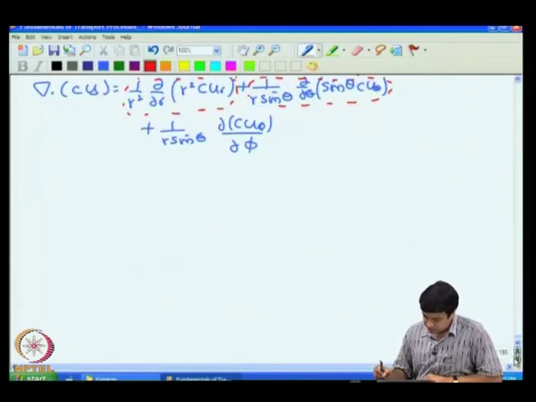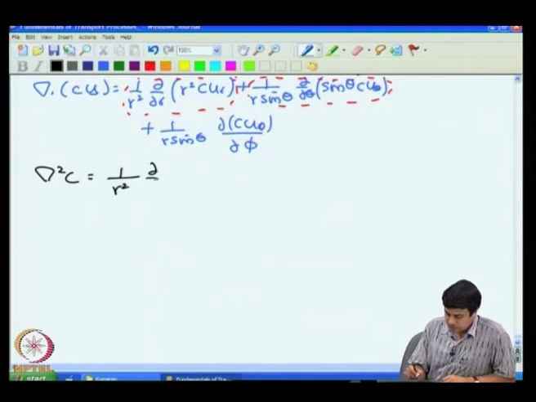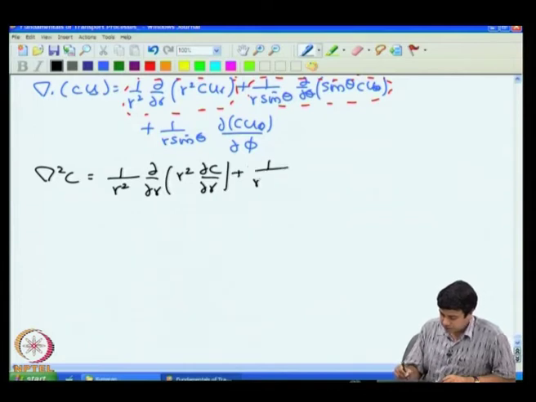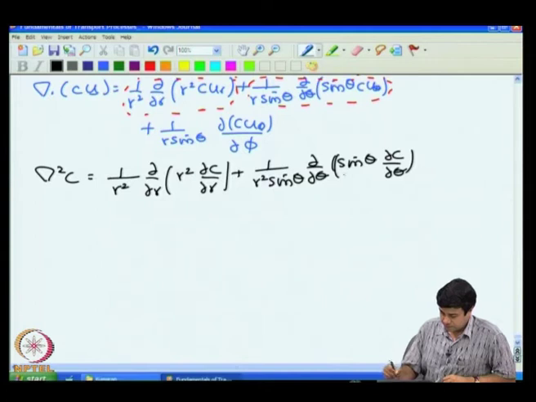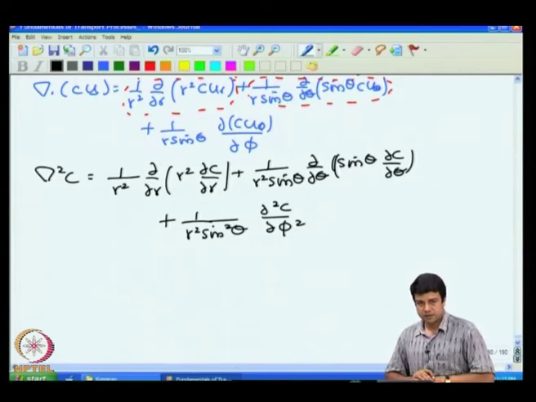Okay. So, in the spherical coordinate system, I will define the Laplacian del square c is equal to 1 over r square d by dr of r square dc by dr plus 1 over r square sin theta... So, this is the Laplacian in a spherical coordinate system, once again a slightly more complicated form.